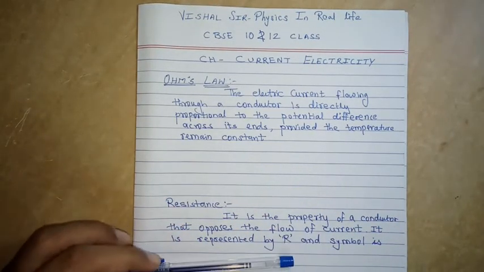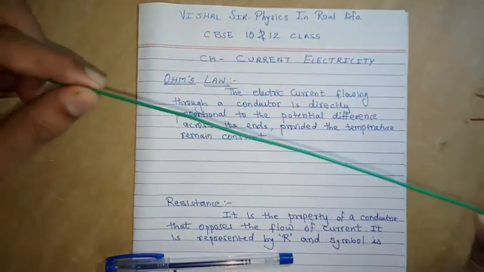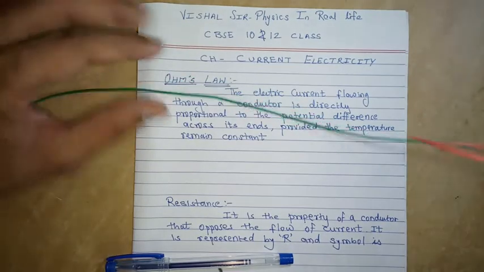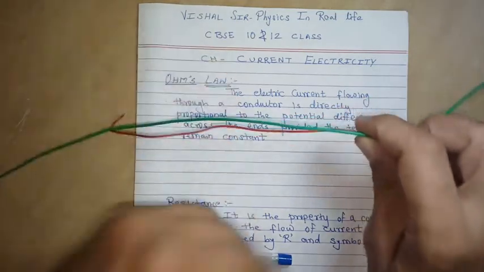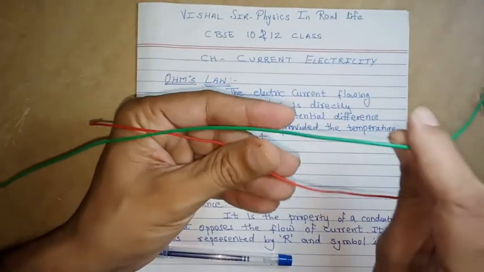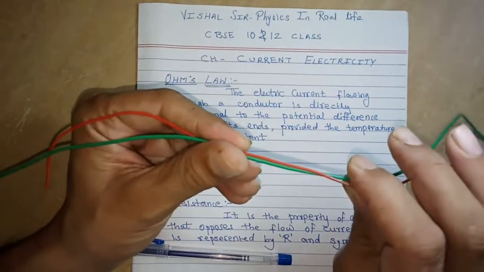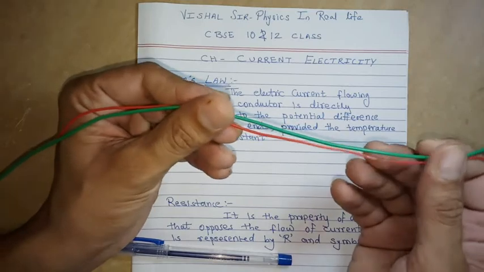You know the conductor. This is a conducting wire, having different length, different thickness, and different material. This is another conducting wire. You observe the thickness of the conducting wires differs here. This is the thicker one and this one is the thinner one, which is called resistance. Let us apply Ohm's law to these two wires.